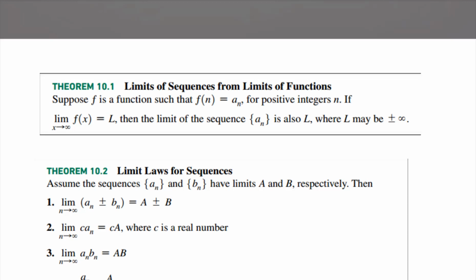Suppose f is a function, with some a sub n, for positive integers n. Remember, n is equal to 0, 1, 2, 3, but this is just saying 1, 2, 3, 4, only positive. If the limit as x tends towards infinity of f of x equals L, then the limit of the sequence a sub n is also L, where L may also be positive or negative infinity. Which means the last thing we did in the last video, where I just did the limit and treated it as if it was just x's, like the way we've been doing limits in Calc 1. That's exactly what we're about to do here.